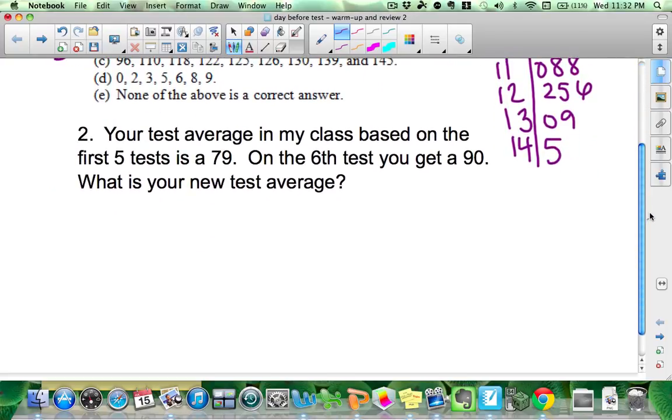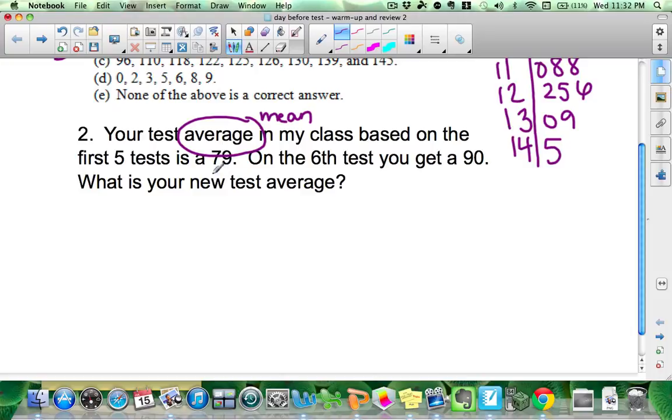Question 2 is interesting. Your test average in my class based on the first 5 tests is a 79. On the 6th test you get a 90. What's your new test average? And you may think, well, Ms. Kramer, I can't do this. I don't know my first 5 test scores. But when we're using averages like this, average in this case means mean, we don't need the actual values.